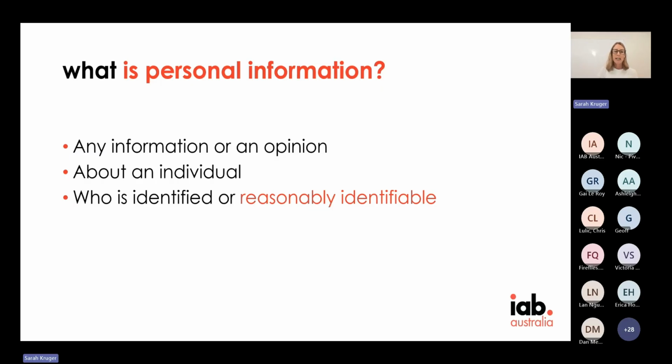Now, the really important point here is it covers information where the individual is reasonably identifiable. So an individual is identifiable when the information being used can be linked with other available information to identify that person. So you always need to consider what other information is available. It may not be enough just to delete someone's name, email address, phone number, personal identifier. And we will talk about that later because that's a really important practical point.